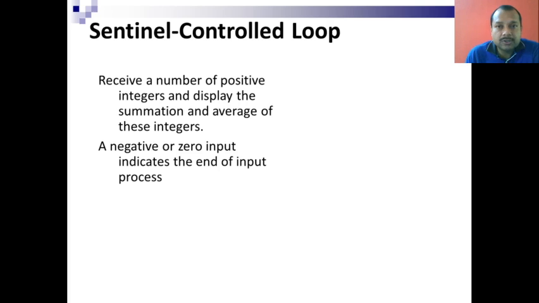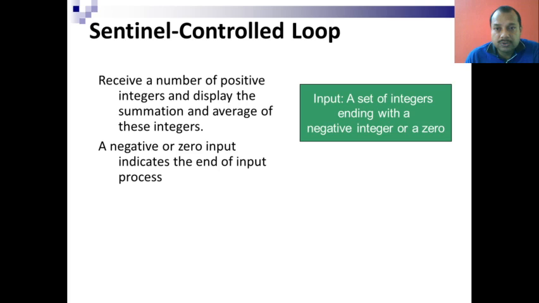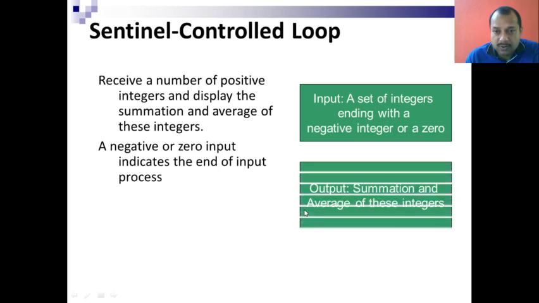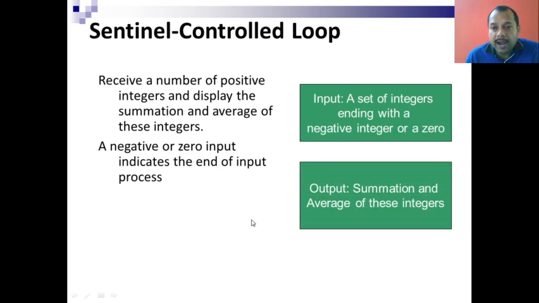Now the sentinel control loop, one example we discussed on the last video lecture. Here is another example. So in sentinel control loop, receive a number of positive integers and display the summation and average of these integers. A negative or zero input indicates the end of input process. So input is a set of integers ending with a negative integer or a zero, and output summation and average of these integers.